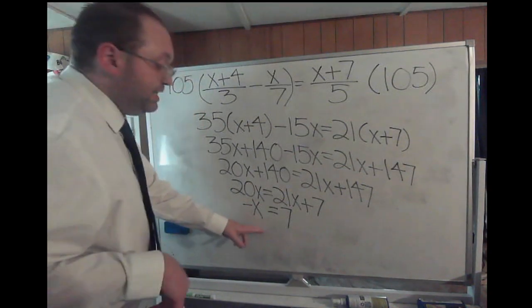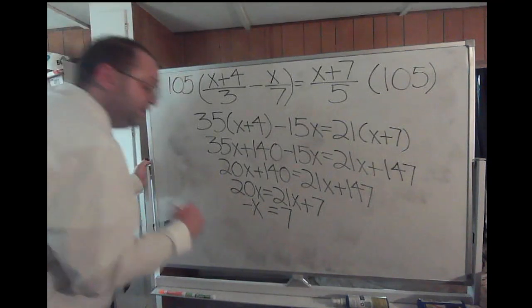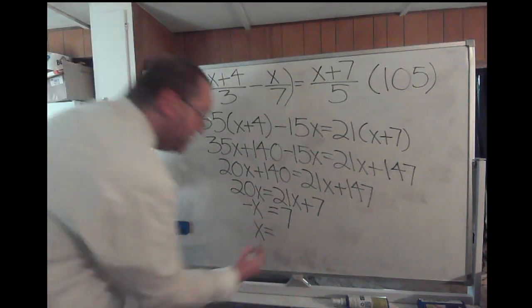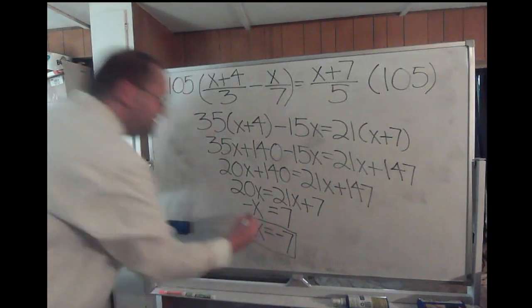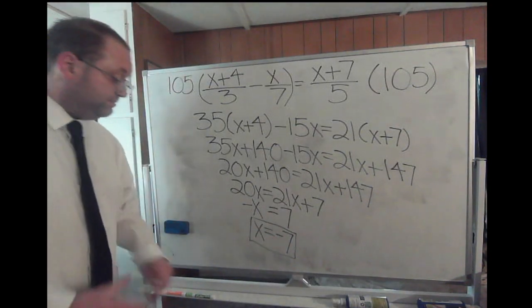We need to solve for positive x. So you got to divide both sides by negative 1. Divide the left side by negative 1, you get x. Divide the right side by negative 1, you'll get negative 7. So the answer you should get for this would be x equals negative 7.